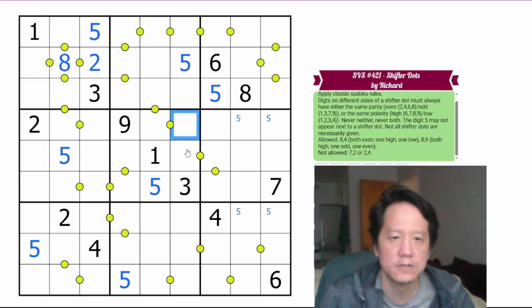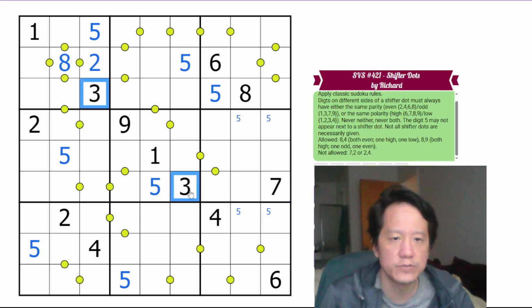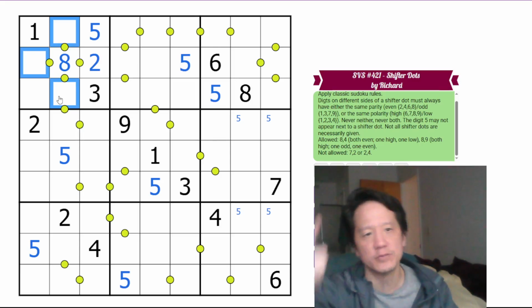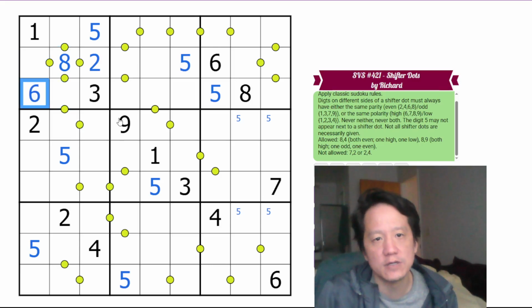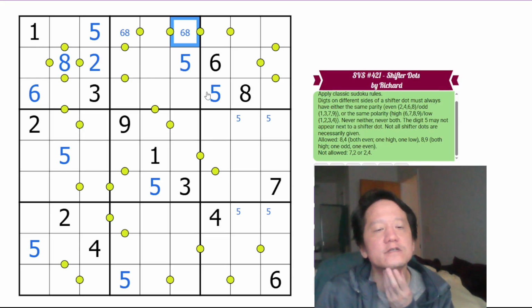Let's see. What else do we have? 8 can have what? It cannot be next to a 6 because that has the same parity and the same polarity. They're both even and they're both high. So 6 then has to be here, which means 6 and 8 have to be here, but they again cannot be next to each other. Therefore, where are they? They have to be separated. So this is 6 and 8, this is 6 and 8, right?